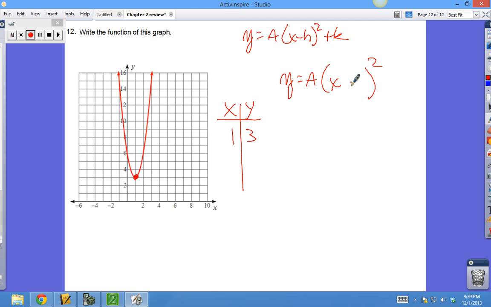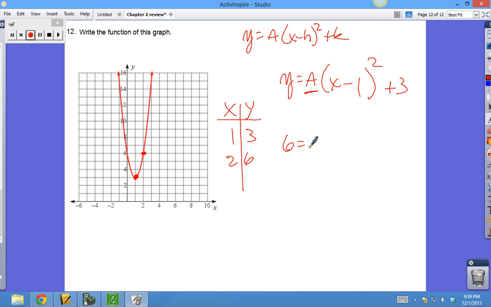Okay, it's 1. And I went to the right, so that means it's got to be a minus 1. Plus 3. And now all I've got to do is find a. So you're looking for that last a. It's the same every single time. Find a point. Plug it in. So I'm going to find that point right there. Over 2, up 6. I'm going to plug 2 in for x and 6 in for y.